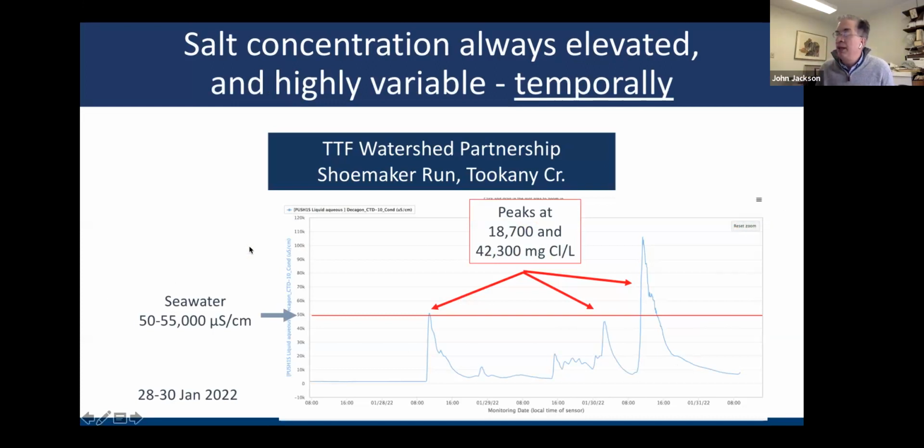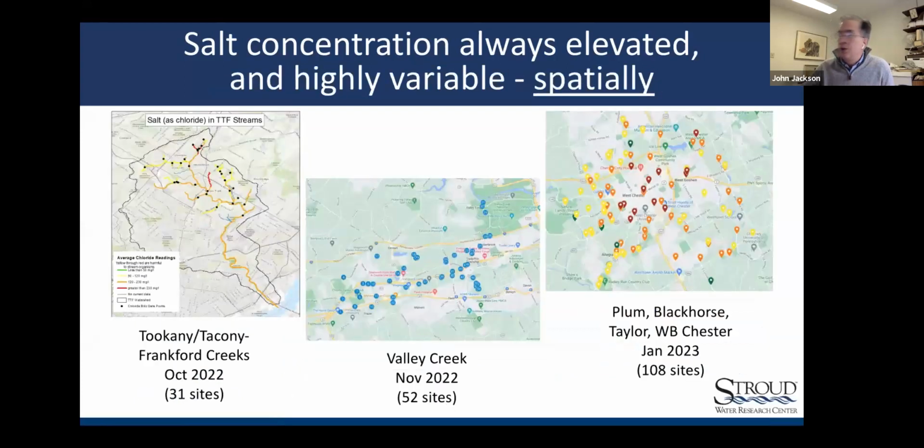What does that mean in terms of chlorides? So we peaked out at chlorides at over 40,000 milligrams per liter. So those that are using the test strips know what that means. That's really, really high concentrations. So that's the temporal variability, and that's a great concern. And we are worried about those spikes in part because nobody knows what they mean.